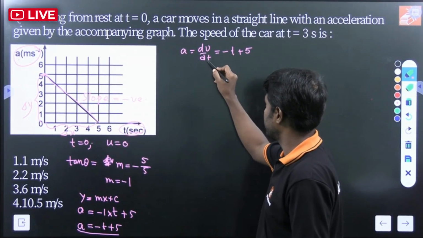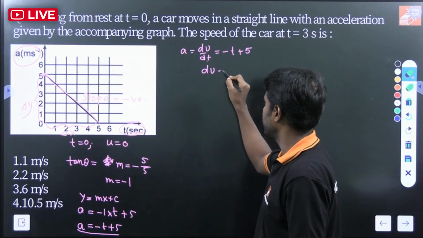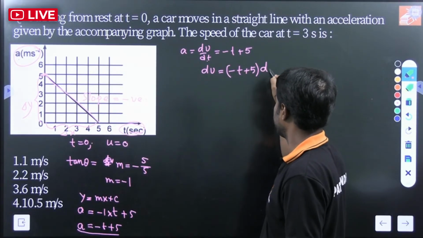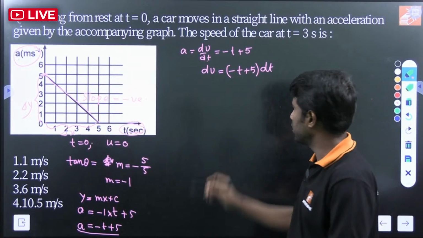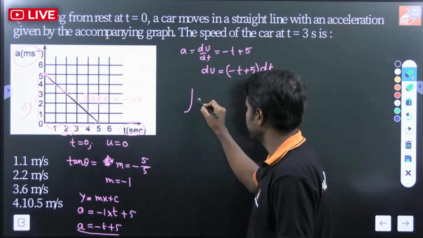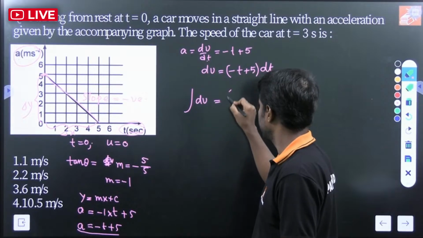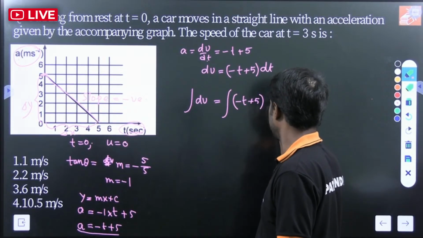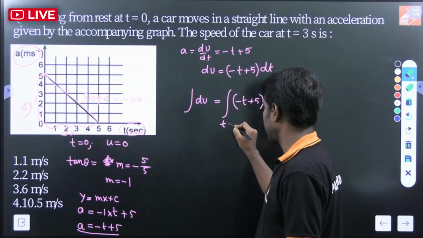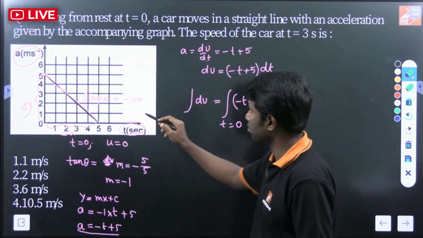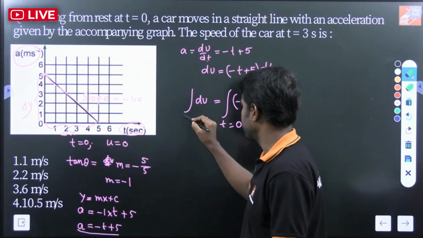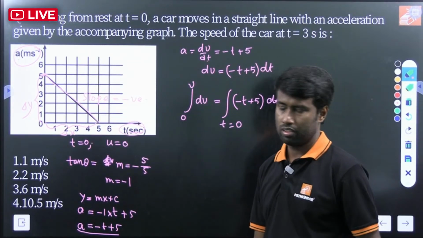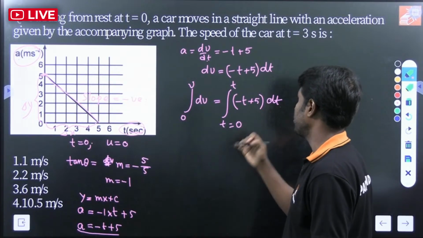So dv by dt, so dt we can take that side. So now we will get dv equal to minus t plus 5, and this dt will be multiplied here. So now when you require the velocity, both sides we can integrate. So integrate dv equal to integrate, both sides we are integrating, minus t plus 5 dt. So t equal to the starting point means t equal to 0. They have said in the question, u equal to 0. That means the starting velocity is 0. And the final velocity we have to find. Let's say this one is v. And the final time is t. After t time, what will be the velocity?